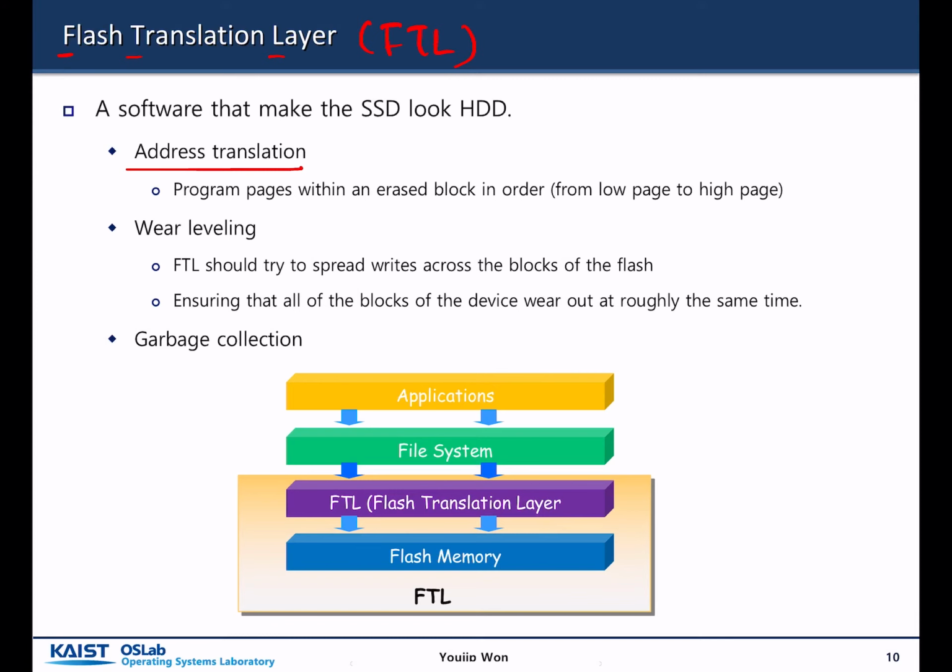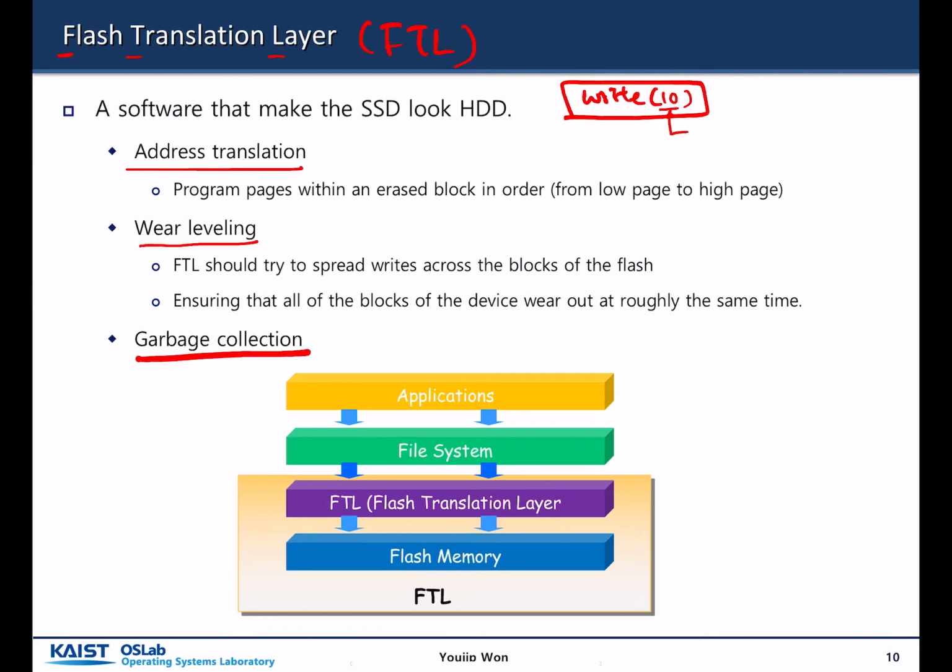So for address translation, when a request arrives from the host to the SSD, for example, write to LBA 10, then FTL is responsible for finding where the actual location of the LBA 10 is. And the next one is wear leveling. FTL should try to spread writes across the blocks of the flash. That's because the erase/write cycle for a flash cell is limited. So FTL has to be careful to avoid writes being concentrated on specific flash memory strips or cells. The third one is garbage collection, and we're going to talk about it later.